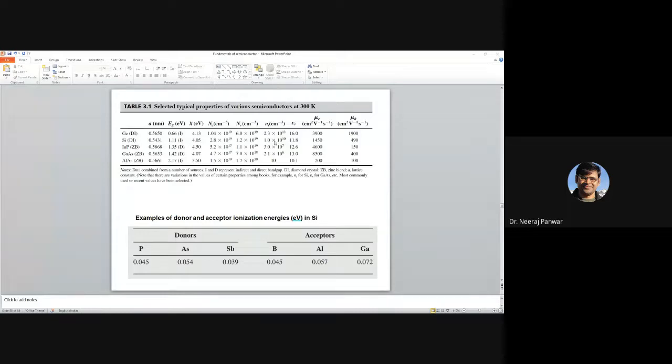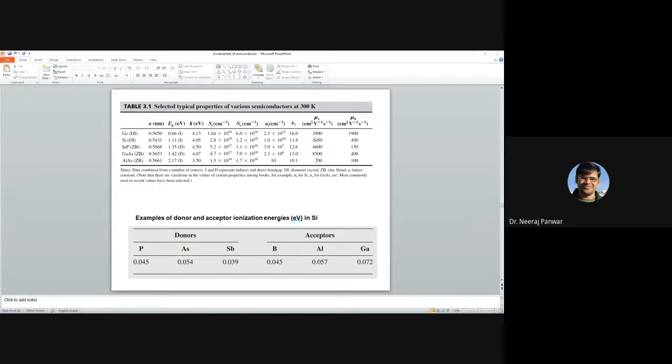Then we have silicon, 1 into 10 to the power 10, indium phosphide, 3 into 10 to the power 7, and gallium arsenide, 2.1 into 10 to the power 6. The next column is about the dielectric constant. So these are the values for dielectric constant, and the next column is about the electron mobility, and you see the unit is centimeter square per volt second. And the last column is for the hole mobility in the valence band.